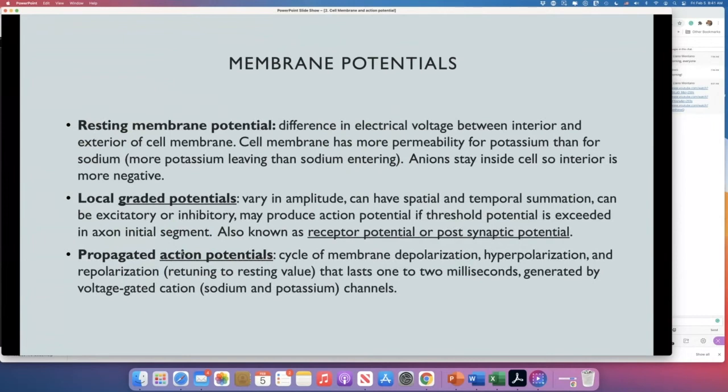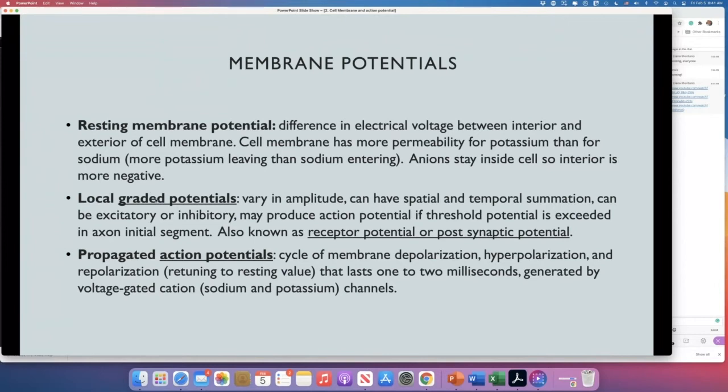And then we have the classic action potential that for sure we have studied many times, that is called propagated action potential. This consists of different cycles of depolarization, repolarization, hyperpolarization, and going back to the resting membrane. This may last for 1 to 2 milliseconds. It's very fast. And it's generated by voltage-gated channels, normally cation channels, which are sodium and potassium channels.